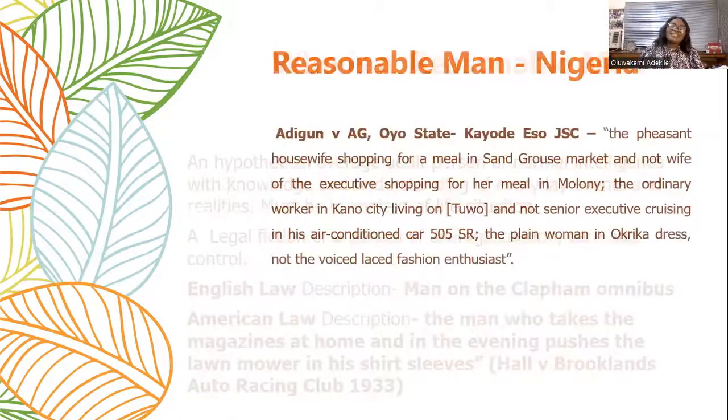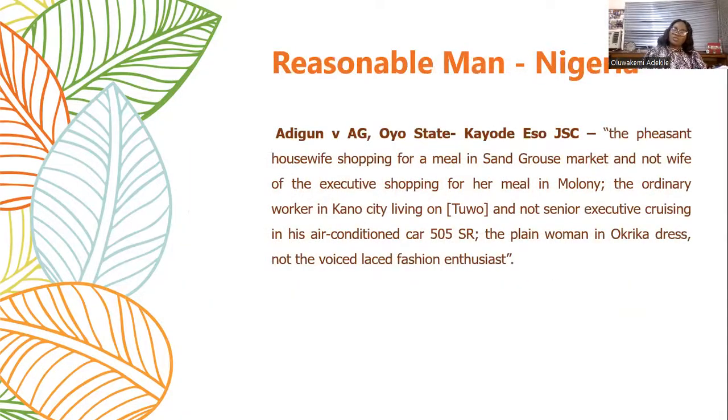Is that the average man? In Nigeria, in the case of Adigun v. Ayinde, the court just says, okay, he's not the reasonable man. Who is he? He says, is the average housewife shopping for a meal in Sandros Market.